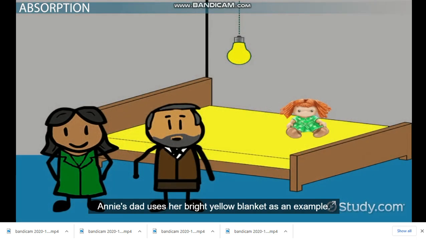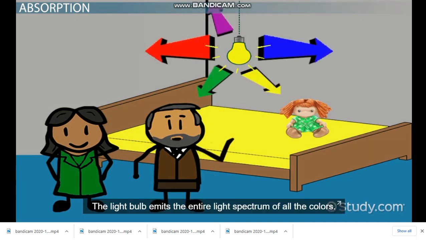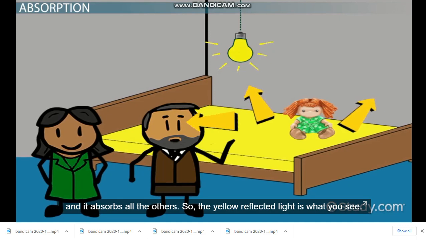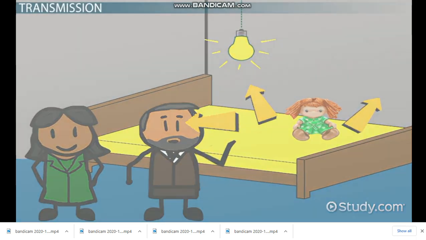Annie's dad uses her bright yellow blanket as an example. The light bulb emits the entire light spectrum of all the colors. However, the blanket only reflects the yellow light waves, and it absorbs all the others. So the yellow reflected light is what you see.